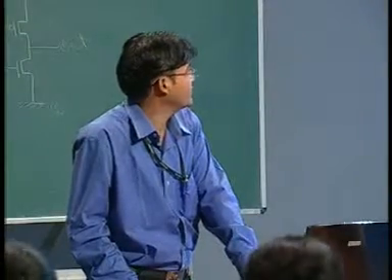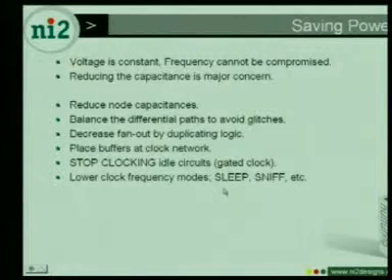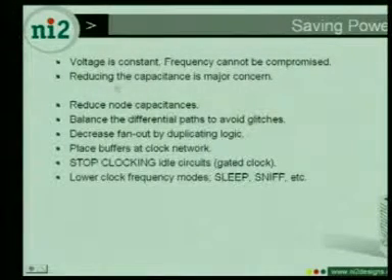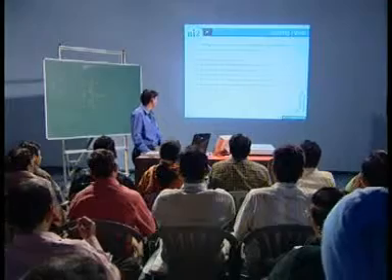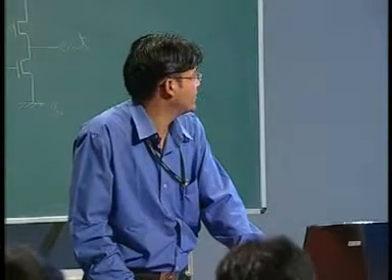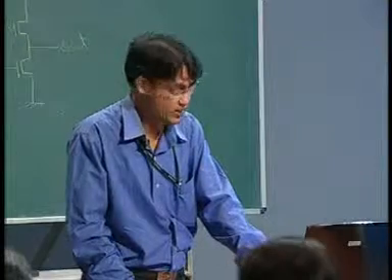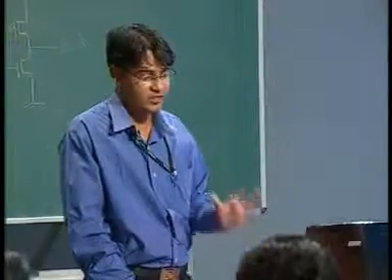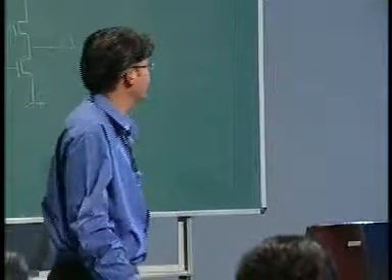These are a few methods for saving power. I think you are all familiar with sleep mode, snooze mode, like the ones in our laptops. We also reduce the capacitance, the node capacitance, and decrease the fan out. If you need more fan out, you just duplicate the logic and place buffers. Other methods are to stop clocking for idle circuits. So these are the methods to save power, but there may be others as technology advances. The main thing is the timing issue, how to find the exact operating frequency so that I can reduce the power consumption.